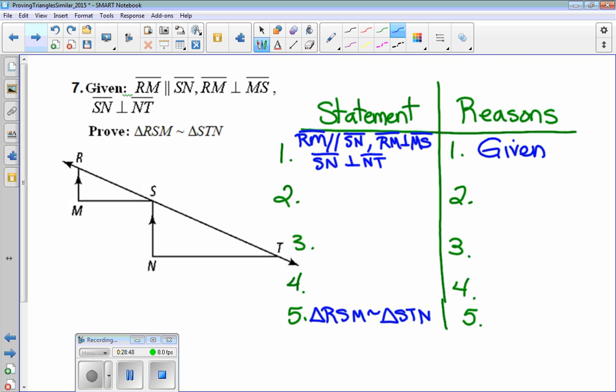So now I've got to fill in the blanks. I know that I have one of 3 choices for the 5th reason. And by the way, we need to add those 3 reasons to our reason sheet, and we'll do that in a minute. It's either side, side, side, side, angle, or angle, angle. Do I know anything about any side measures here at all?